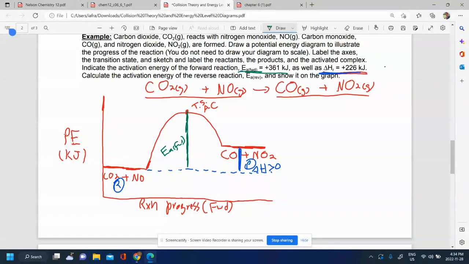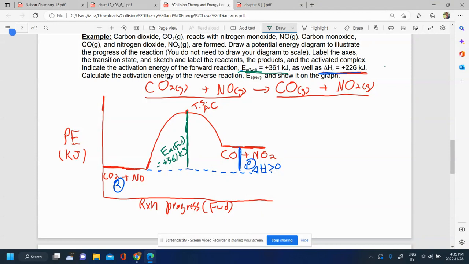So that's the EA forward. That's the energy required to be added to our reactants in order for the reaction to actually occur, when there's effective collisions, for effective collisions to actually occur. So there's our EA forward. Let me just label the EA. This is equal to positive 361 kilojoules.